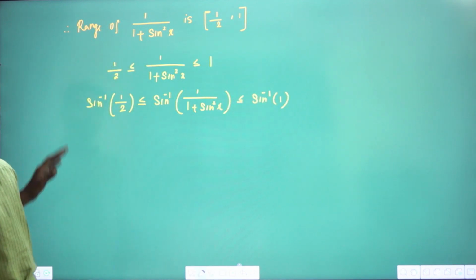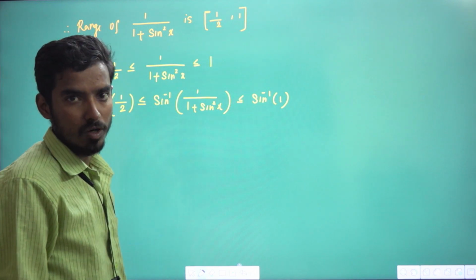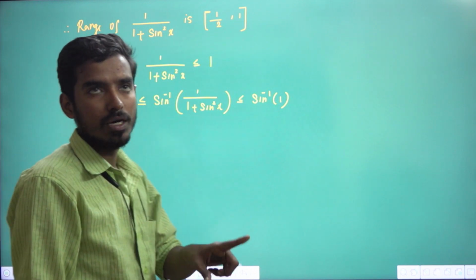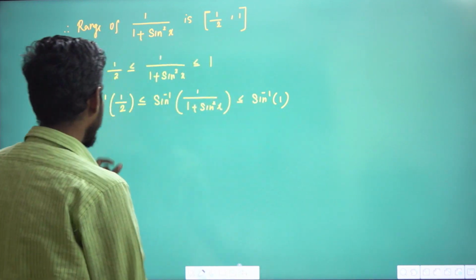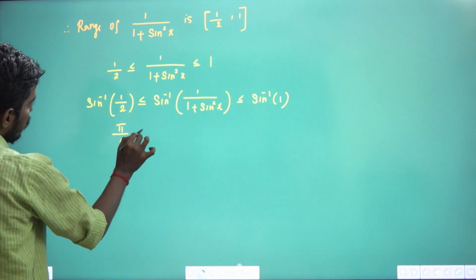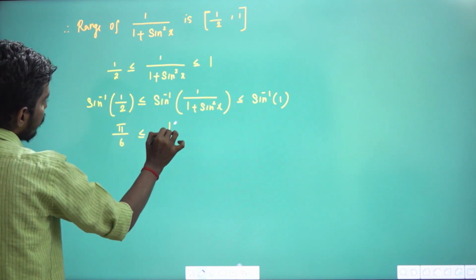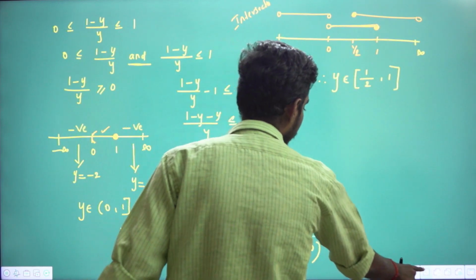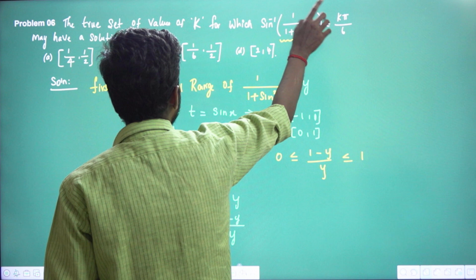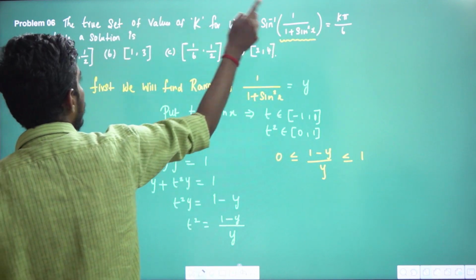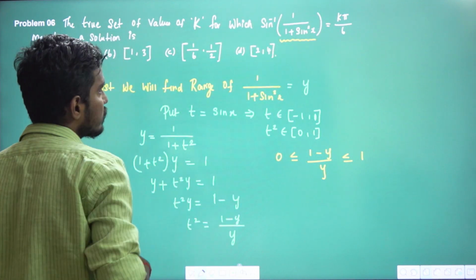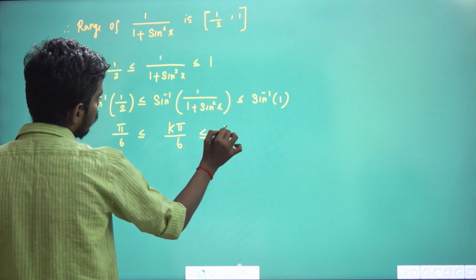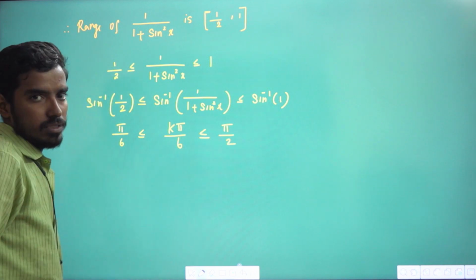sin inverse of 1. So what is sin inverse of 1/2 in the principal domain? Sin 30 is 1/2, so 30 degrees is pi by 6. So this value, pi by 6, is less than or equal to this, which is k pi by 6, correct? They have given that sin inverse of this has to be equal to k pi by 6, and they ask for what values of k. So the solution has to be k pi by 6. So I'm substituting: pi by 6 is less than or equal to k pi by 6, which is less than or equal to sin inverse of 1, which is pi by 2, correct? These are all basics.